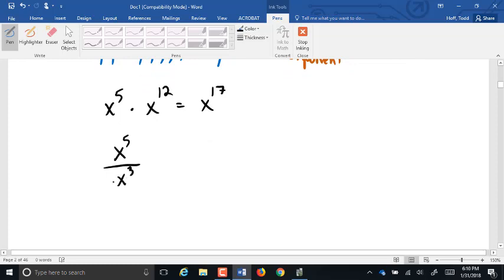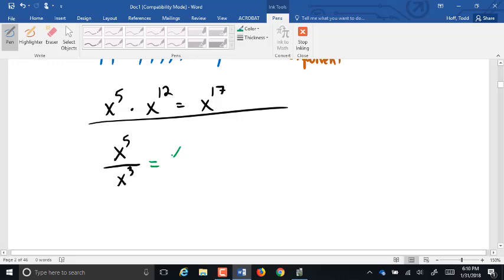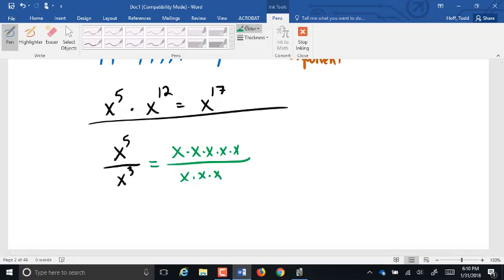How about if we're dividing them? That's only multiplication that we add the powers, yes. There you go. X to the 5th is 5 x's multiplied together. X to the 3rd is 3 x's multiplied together.